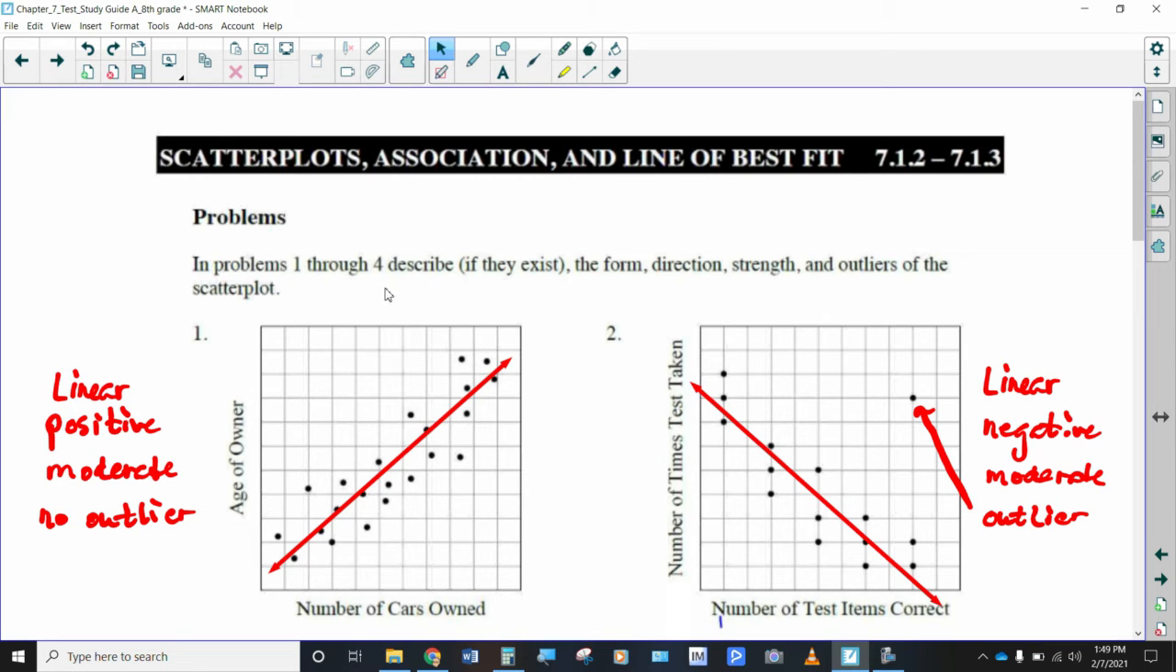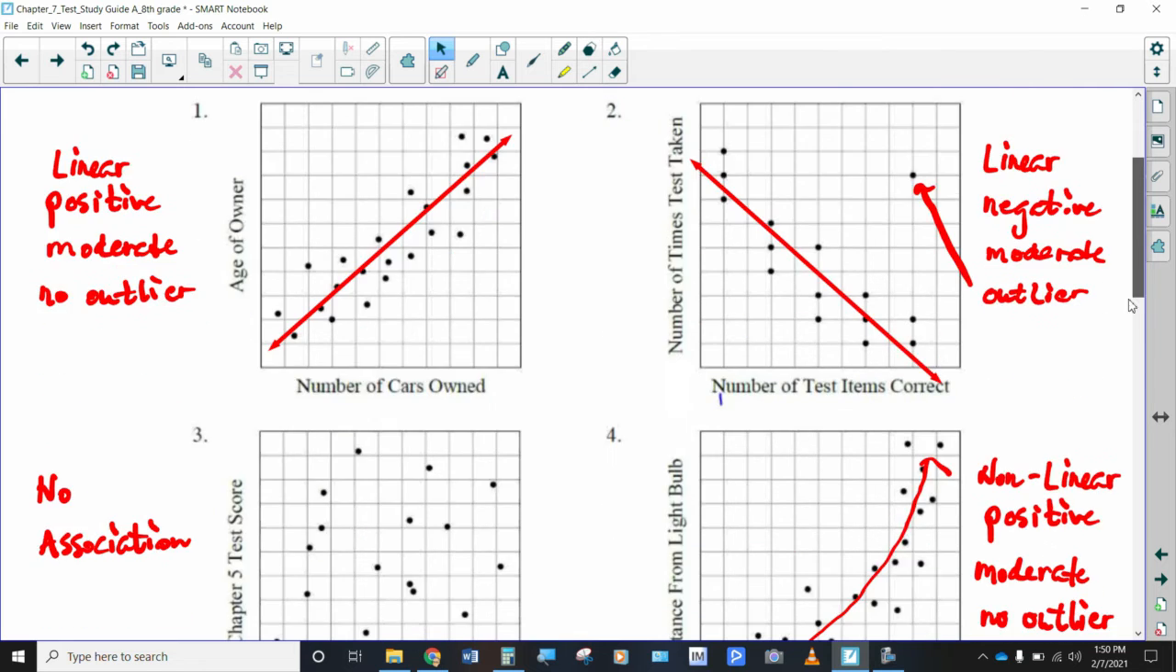In problems 1 through 4, describe the form, direction, strength, and outliers of the scatter plot. So this is definitely linear. It is positive, and it's not real strong, so I would call it moderate, right? If the points were all hugging that line, that would be strong. There does not appear to be any outliers. This one is also linear, but it's negative and moderate. But this one does have an outlier. This guy is nowhere near the rest of the points.